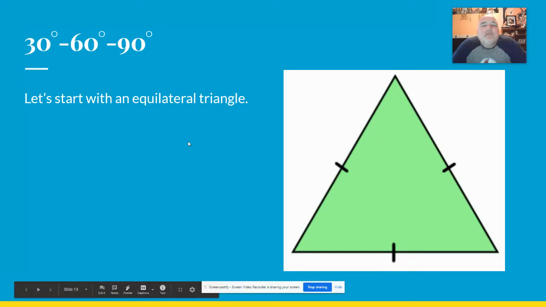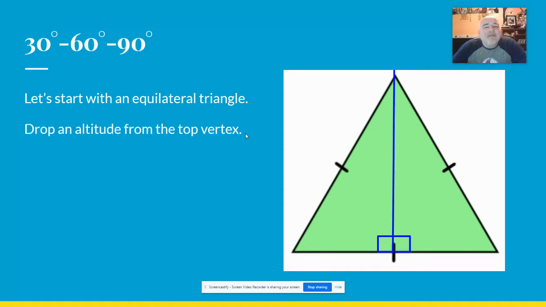Our next special right triangle that we'll use is a 30-60-90 triangle. And to learn about these properties, we'll start with an equilateral triangle. Remember from earlier work in the first trimester that an equilateral triangle is a triangle that has 3 congruent sides, which means it also has 3 congruent angles, so therefore each one of these angles has to be 60. And we'll drop an altitude from the top vertex.